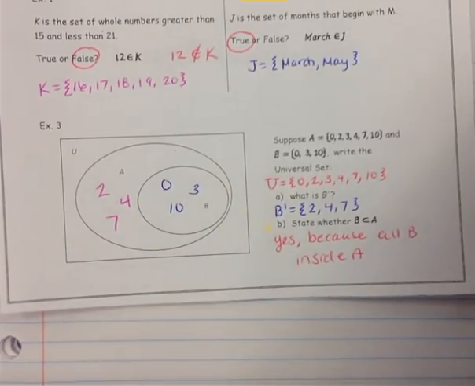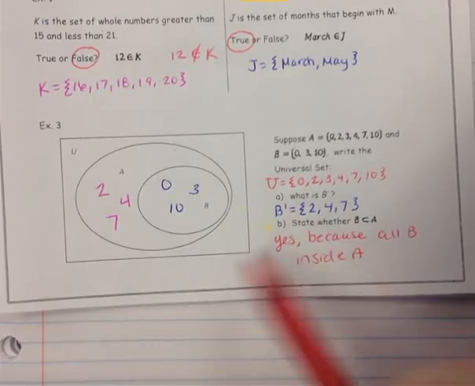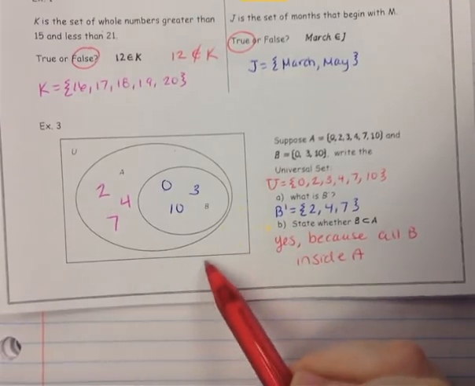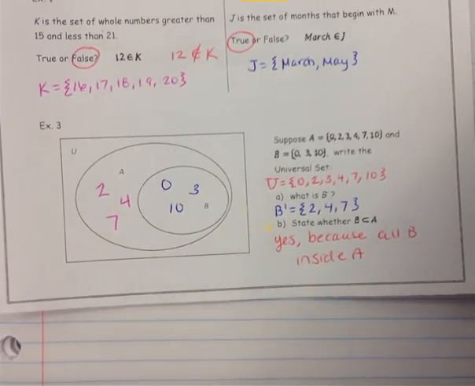Another type of Venn diagram that you'll see will show 2 circles overlapping, but not completely. That means that they wouldn't be a subset. They would just overlap each other.